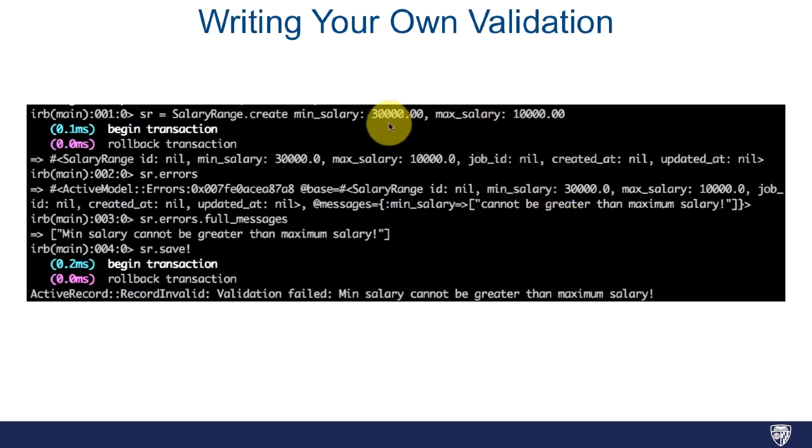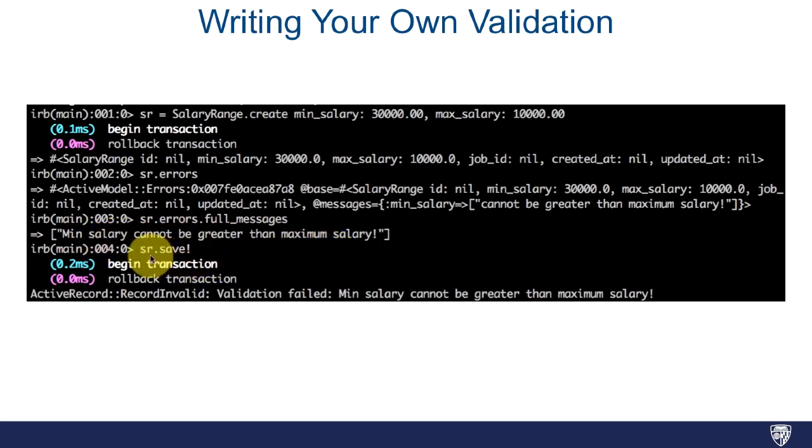So now, if you try to create a record in the database, and remember that create actually right away tries to create the record in the database, you're going to see that the record was not created. You could see that because the ID is nil, the transaction was rolled back, and you could see that there are errors here, an array of errors, which in this case you just have one, that min salary cannot be greater than the maximum salary.